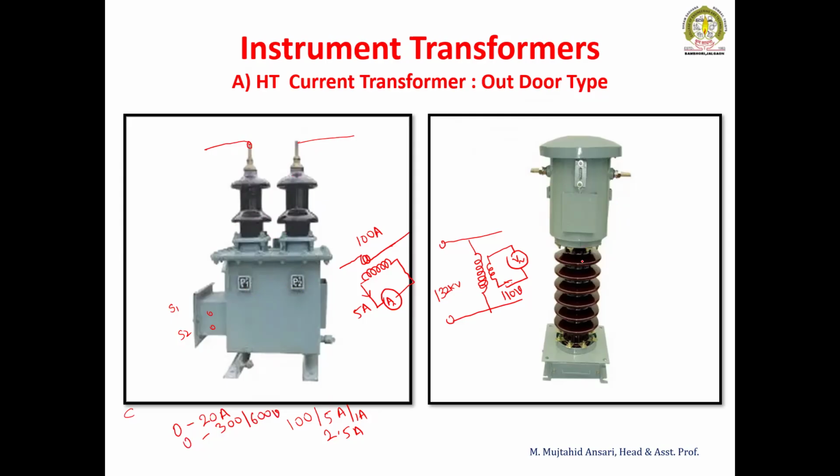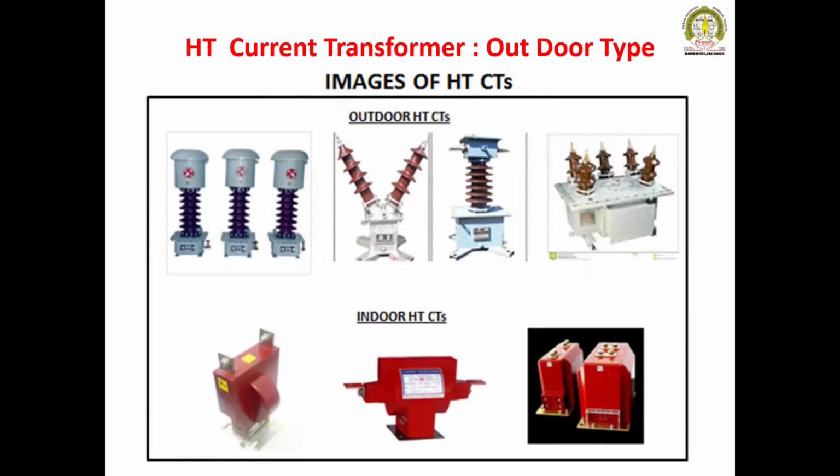This is also a current transformer. This is the incoming terminal, this is the outgoing terminal, and the secondary terminals are brought out from the box. So these are CTs, and there are different types of CTs. This is a 132 kV CT, and this is again a 132 kV CT. This is a CT bank.